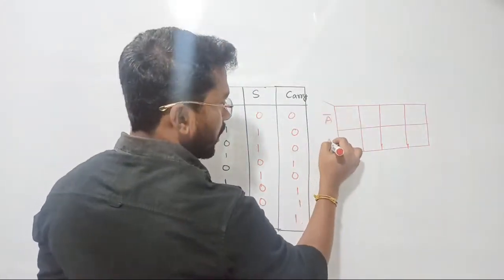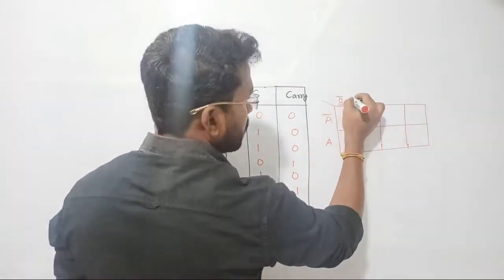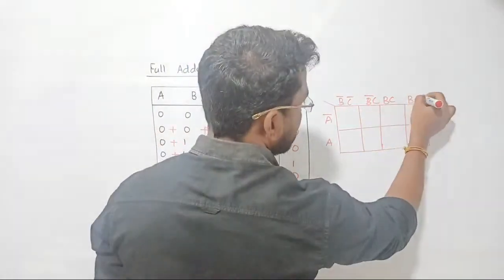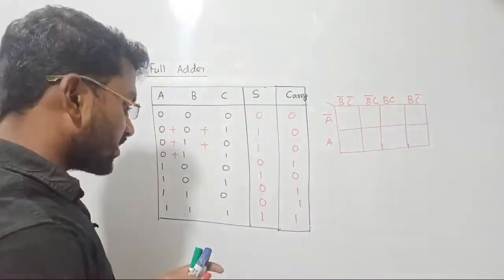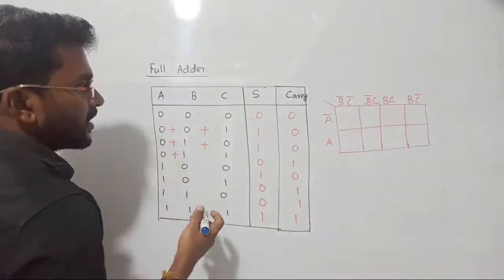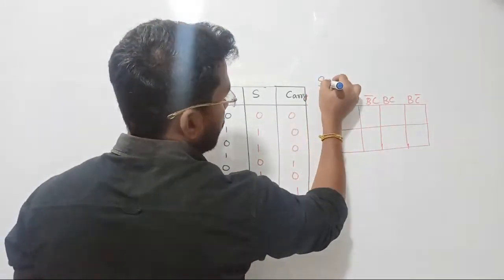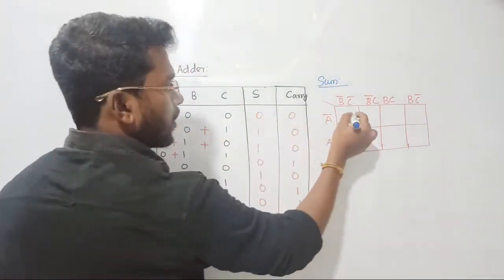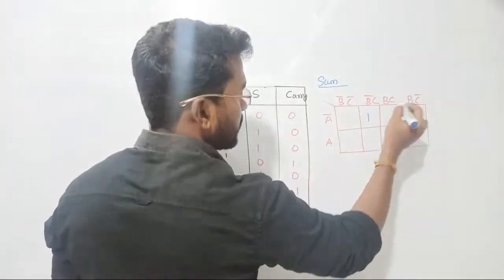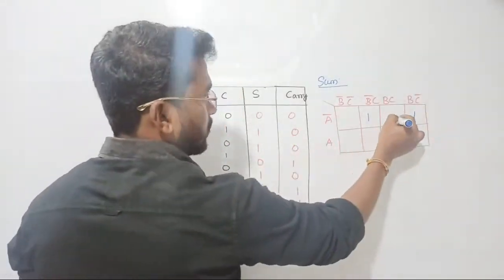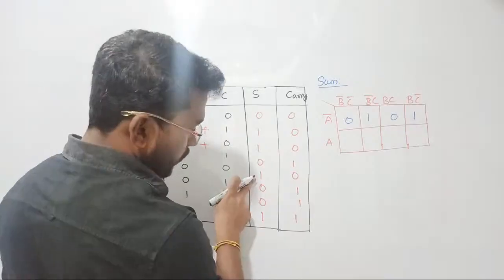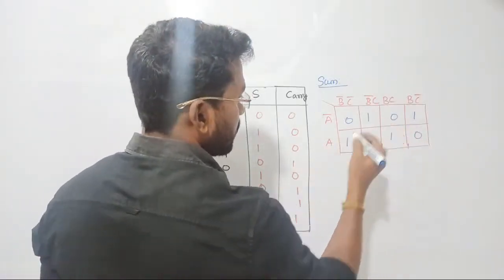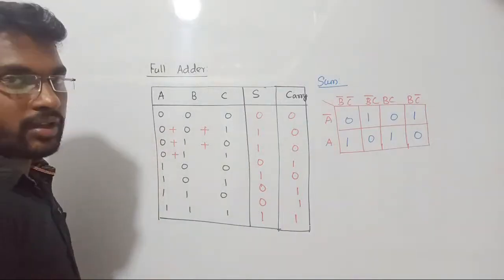A bar, A is going to be here, B bar C bar, B bar C, this is going to be BC, this is going to be BC bar. Let's try and put the variables here. See there in sum, so let me write the Boolean expression for sum first. For sum, 0 is not there, 1 is there, yes, 2 is there, and then 3 is not there, 4 is there, 5 is not there, 6 is not there, 7 is there. Let's try and bring the answer for this one.